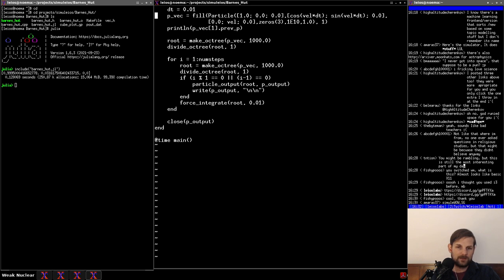Okay. So what do we have? Make octree. We then divide octree for n time steps. So we're making the octree every time step. We divide the octree from the root, and then the particle output is going to be equal to the root p output, and then we write. Wait, so we're writing the center of mass out. That's what we're writing out.